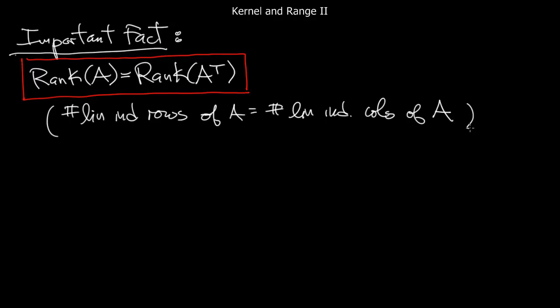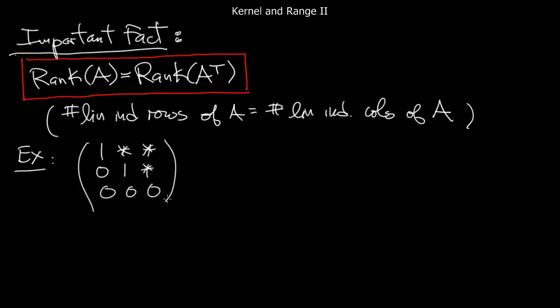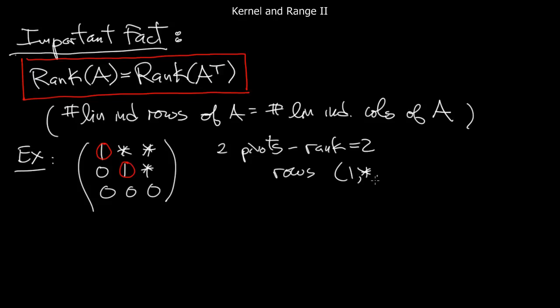So let's look. Well, this basically comes down to row echelon form. So let's look at an example. Suppose I had a matrix which was already in row echelon form and it looked like this, and I'm putting stars here to indicate that they don't really matter. It has two pivots. So that says it has two linearly independent rows. The rank of this matrix, the number of linearly independent rows, is 2, and they're 1 star star and 0 1 star.